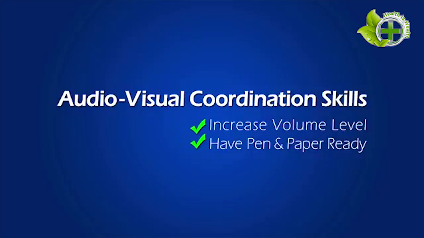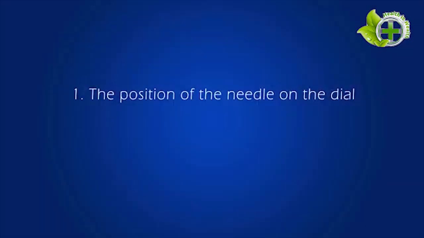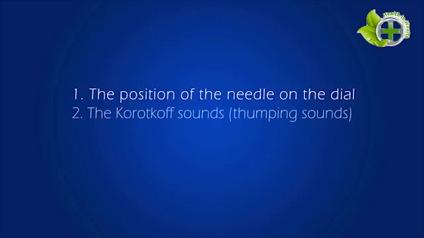There are two main areas that you need to focus on when determining a blood pressure reading. 1. The position of the needle on the dial, and 2. The Korotkov sounds. We will refer to the Korotkov sounds as thumping sounds for the duration of this video.